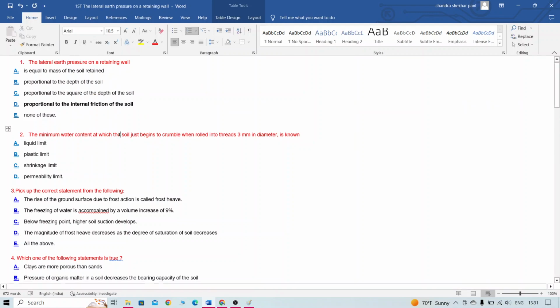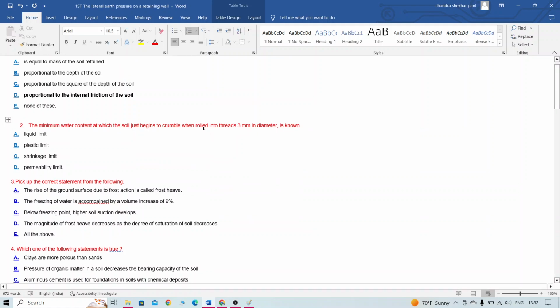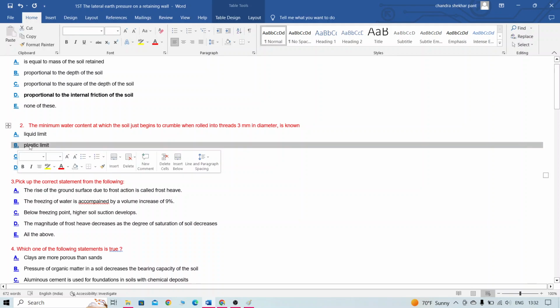Moving to the next question: the minimum water content at which the soil just begins to crumble when rolled into threads 3 mm in diameter is known as liquid limit, plastic shrinkage, permeability. They have given the definition itself. If we remember the definition of plastic limit, then it is very much easier for us to mark the right option. So the answer is the plastic limit.